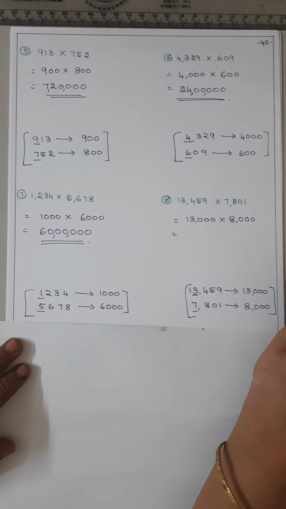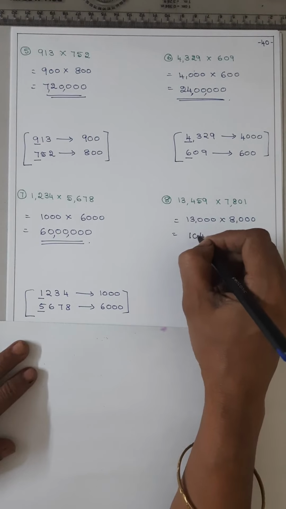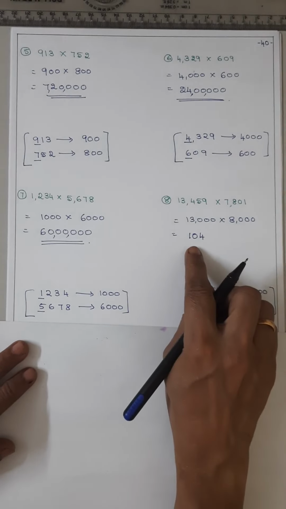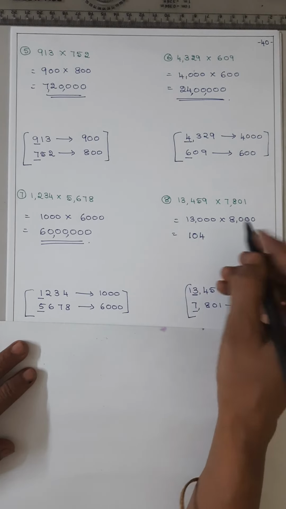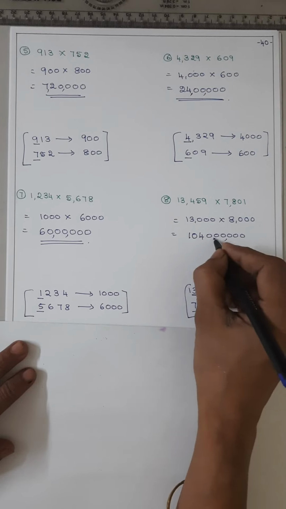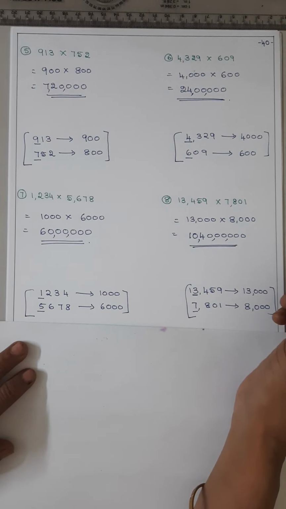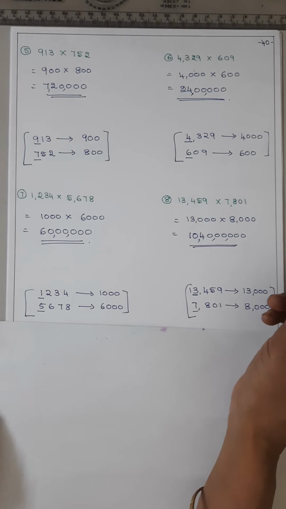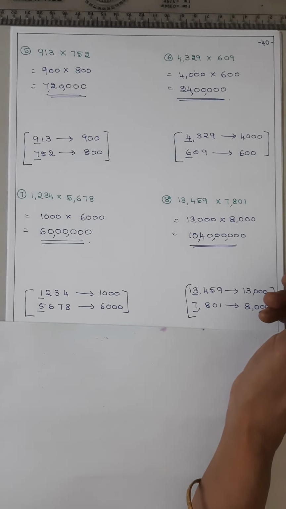If you know 13 table, it's well and good. Otherwise, 8 3s are 24, 8 1s are 8, 9, 10. 13 8s are 104. Now 1 2 3 4 5 6. Put the commas. So it got 10 lakh. No, 10 crores 40 lakhs. Isn't it? So we have completed the worksheet 8.